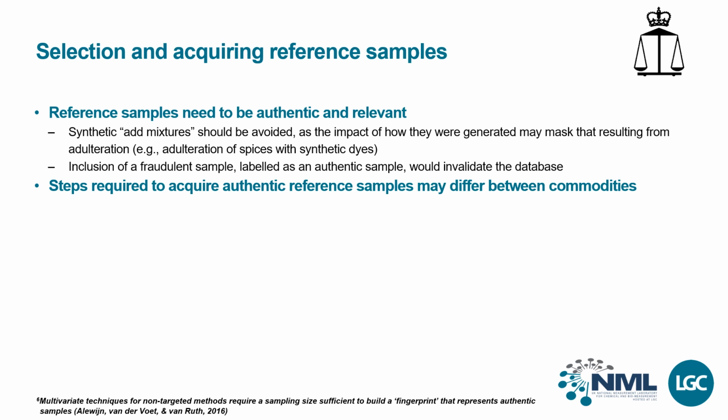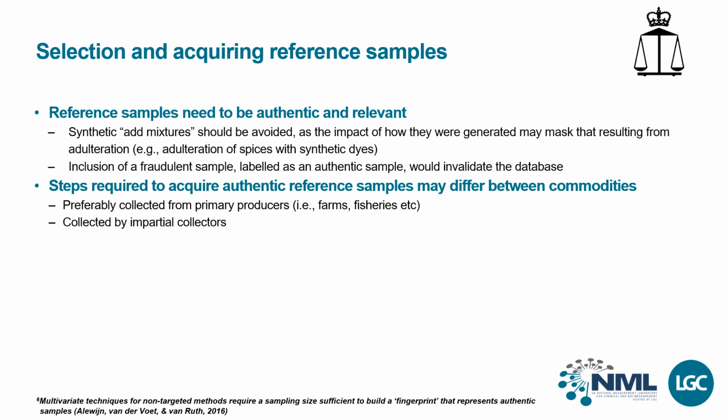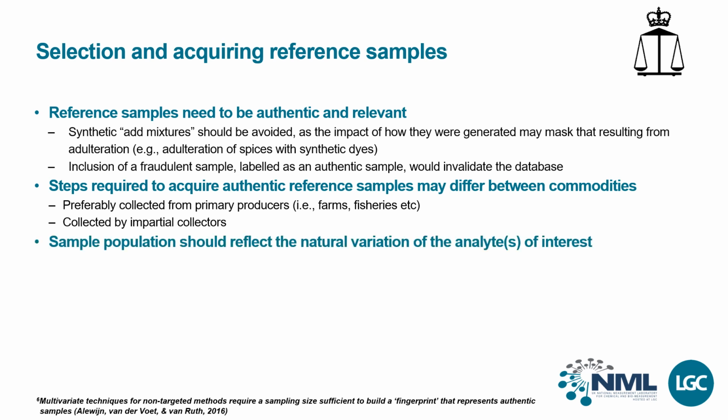Precautions need to be taken in order to ensure that authentic reference samples differ between commodities and should ideally be a certified reference material if available. If not, it should be collected from primary producers, i.e. farms, fisheries, etc. And ideally, it should be collected by impartial collectors. With non-targeted analytical approaches, the sample population should ideally reflect the natural variation observed for the analyte or analytes of interest in the target population.